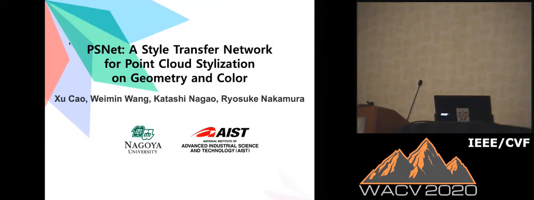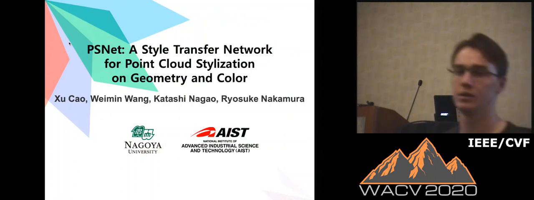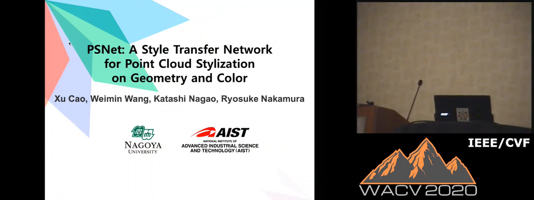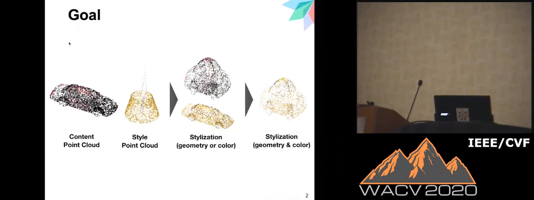Researchers from Nagoya University and AIST. Our project is titled PSNet, a style transfer network for point cloud stylization on geometry and color. What we are doing in this project is stylize a point cloud with another point cloud.